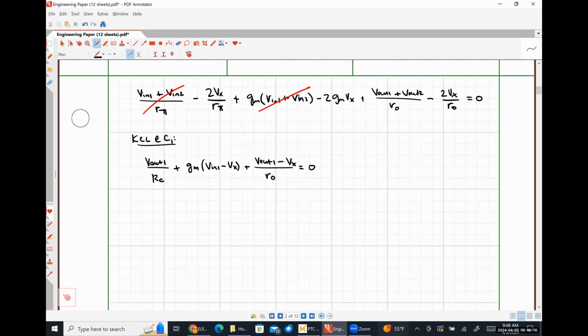And we should get effectively the same thing. So we should have Vout2 over RC, plus gm times (Vn2 minus Vx), plus (Vout2 minus Vx) over R0, is equal to 0.